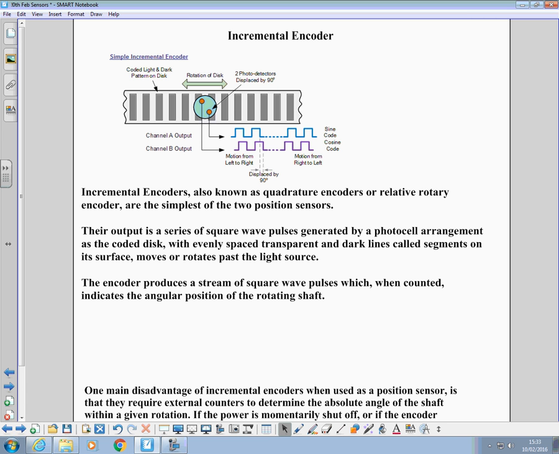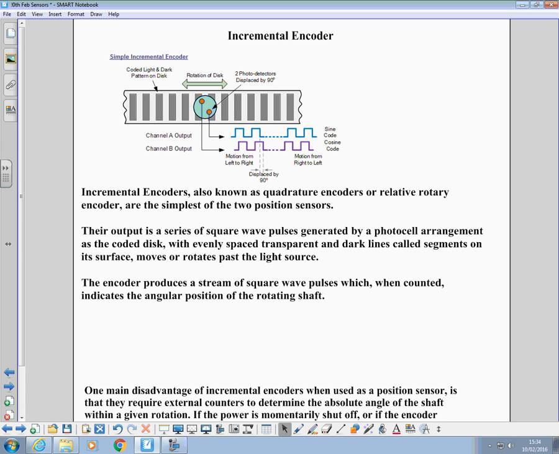So there's two photodetectors displaced, and therefore that will enable the sensor to detect which direction it's going in, because it's actually doing two signals and looking for the displacement between.